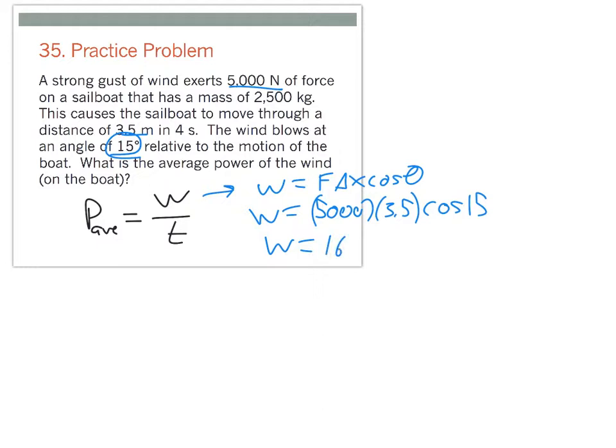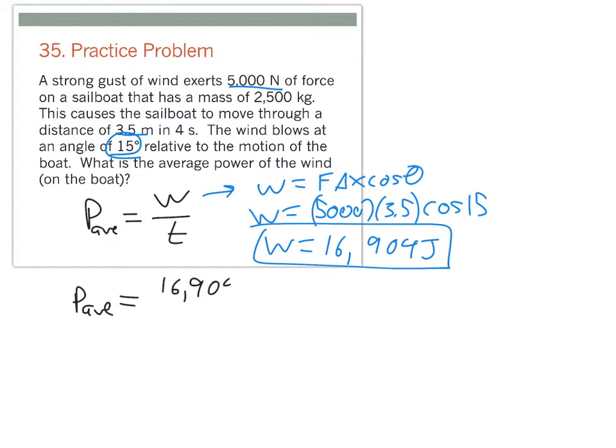And so I get a work done here of 16,904 joules. Now that I have that, I can use the time that I'm given, and power is just going to be that work over time, so 16,904 all over that 4 seconds, and so I get a power here of 4,226 watts.